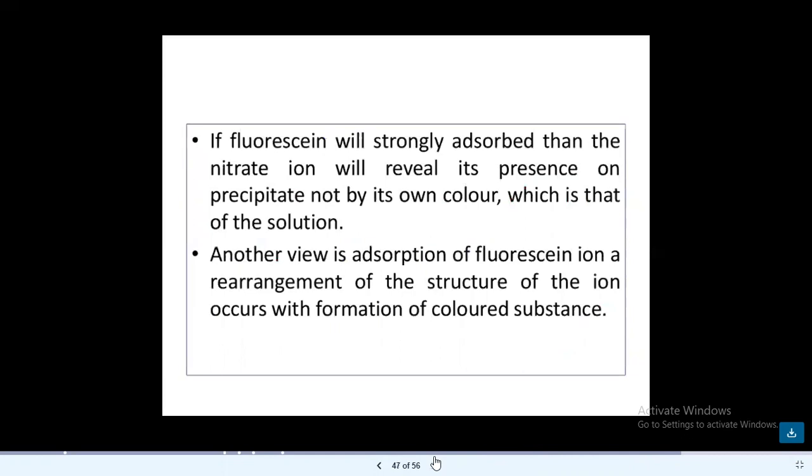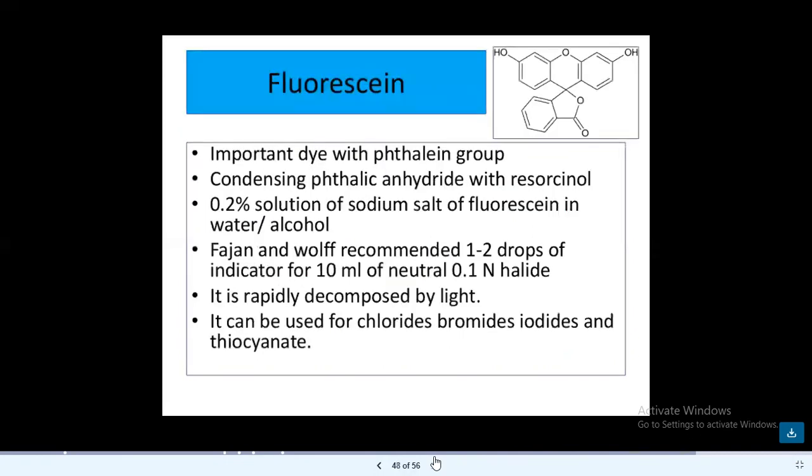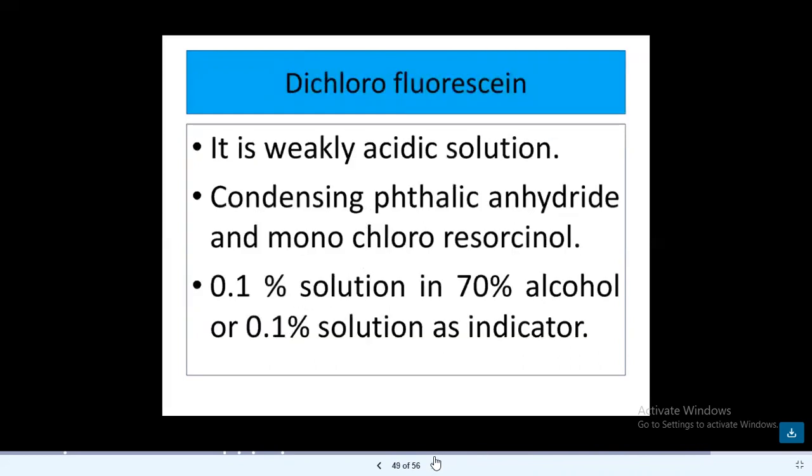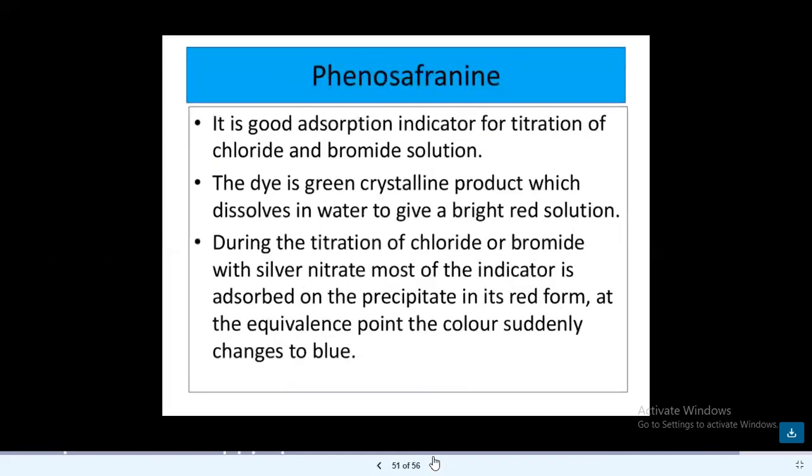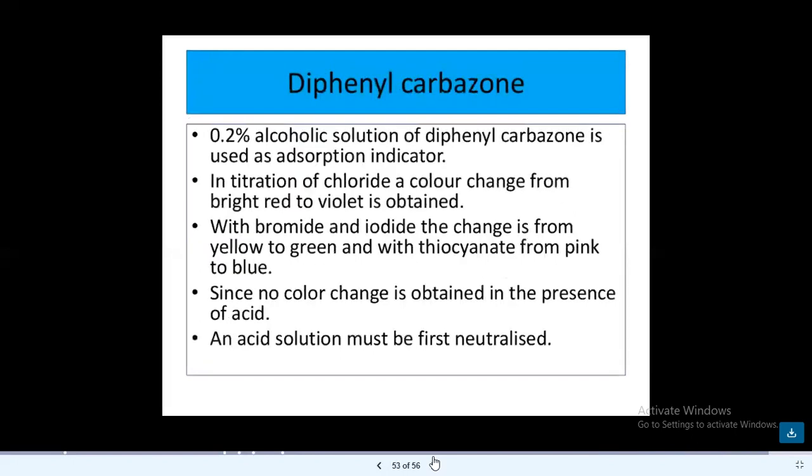Okay, what else is there? The absorption indicator, fluorescein, has been described. It is an important dye with a phthalein group, made by condensing phthalic anhydride with resorcinol. Fluorescein is dissolved in water or alcohol. Fajans and Wolff recommended 1 to 2 drops of indicator. Dichlorofluorescein, no need. Eosin, you must know the structure of this eosin. It is an orange colored powder dye, sparingly soluble in alcohol. Bromide, iodide and thiocyanate, even in dilute solution, may be titrated accurately and will react quantitatively. It is not required yet.